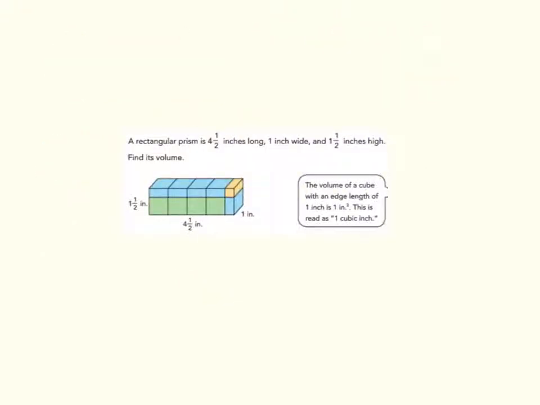Let's begin our study of volume by deriving the formula for the volume of a rectangular prism. When we derive a formula, I'm showing you mathematically why the formula works. So let me work you through the steps, and that will help you understand why the formula is what it is. The rectangular prism shown here is 4.5 inches long, 1 inch wide, and 1.5 inches high. Find its volume.